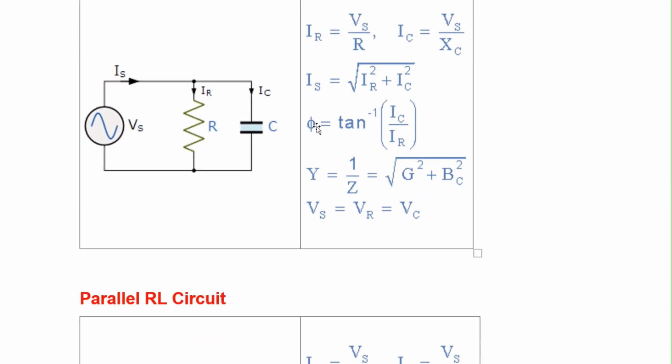Now, what is the value of phi, which is the angle with which your current is going to lag or lead? Current will have a lead angle of tan inverse IC upon IR. So basically, the current is going to lead. IC is a leading current. IR will be the current in the same phase, but the resultant current Is is going to lead. So basically it is a leading current between 0 to 90 degrees. So Is is going to lead Vs.